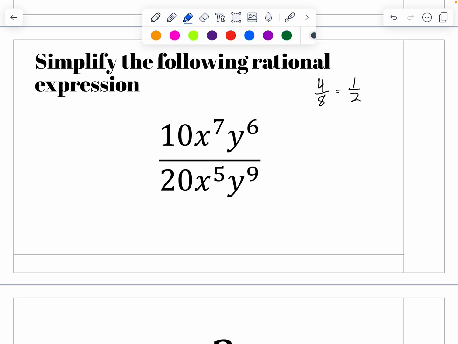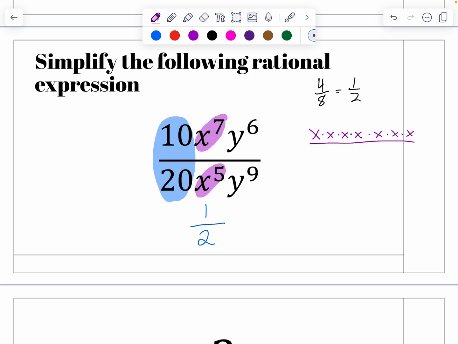Okay, and what we do is we look at the like terms. So we have our 10 over 20. 10 divided by 20 simplifies down to 1 over 2. So that's all that simplifies down to. Okay, next I'm going to look at my x's. So I have x to the 7th over x to the 5th. Think about this as x times x times x, 7 x's.